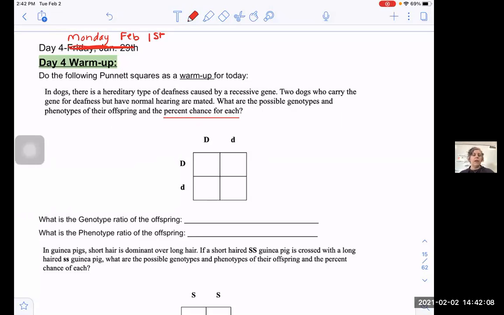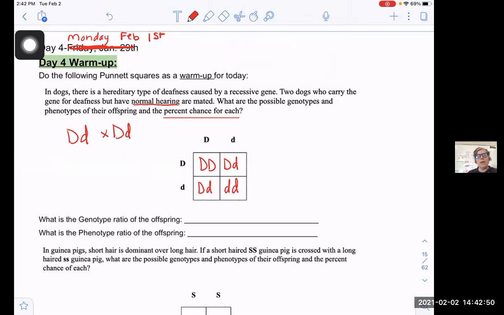Okay, so if these 2 dogs have normal hearing, but they carry the allele for deafness, that means they're heterozygous. So our cross is 2 dogs that are heterozygous for hearing. Filling in the Punnett square, just like we did last week, you're going to take 1 letter from the side and 1 letter from the top of a square, and you're going to bring them down together and write them both into the box. So these are the possible genotypes and phenotypes of the offspring of these parents.